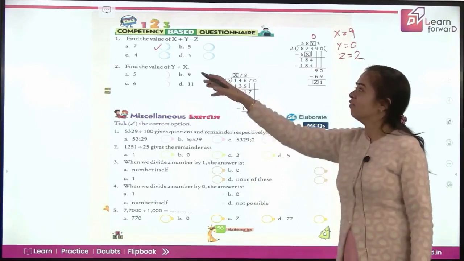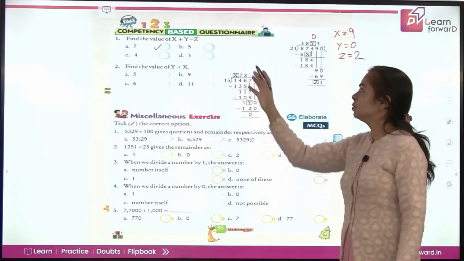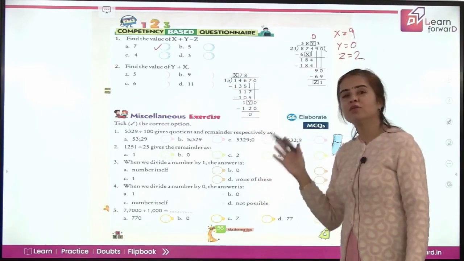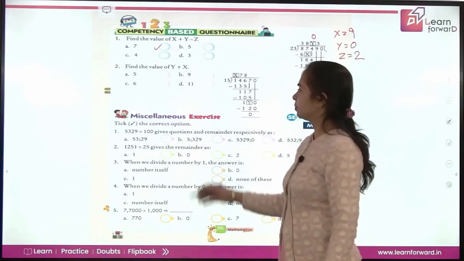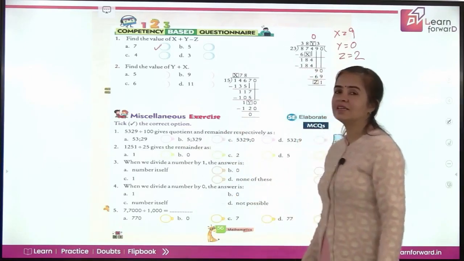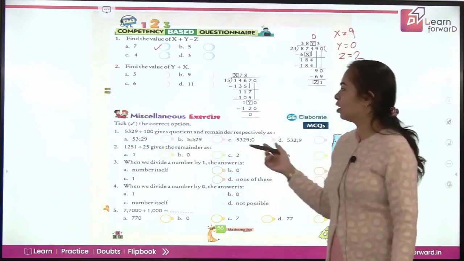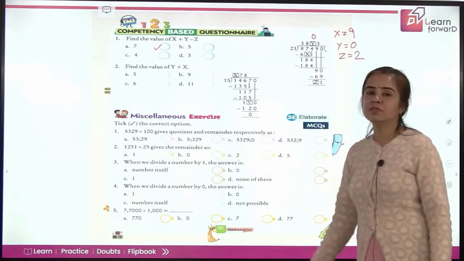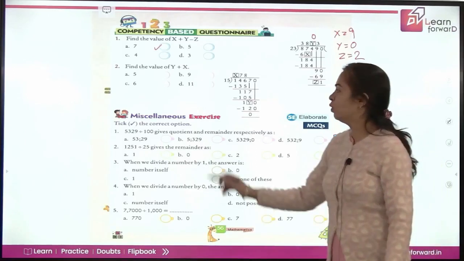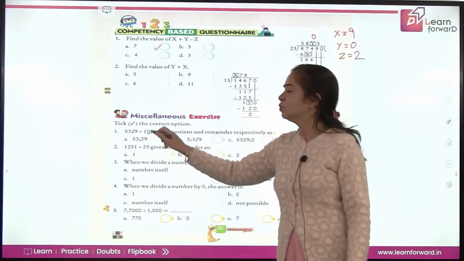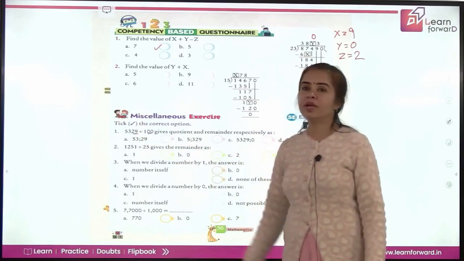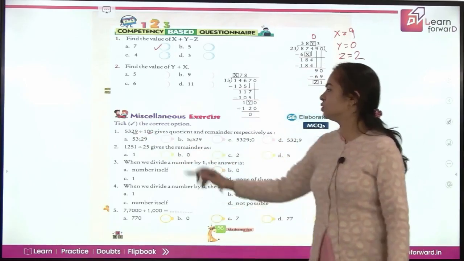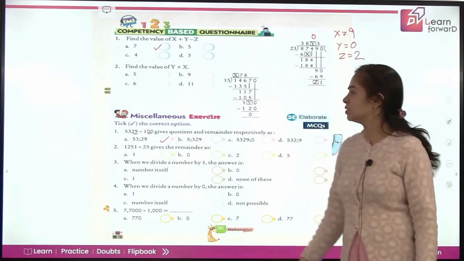Coming to next. Find the value of y plus x. So, similarly, you will be finding out the missing values and then get your answer. Now, in your miscellaneous exercise, let's take the correct option. This division gives quotient and remainder respectively as. So, what do you get as remainder? 2 zeros here. That means 29 is your remainder, 53 is your quotient. So, here is your answer.